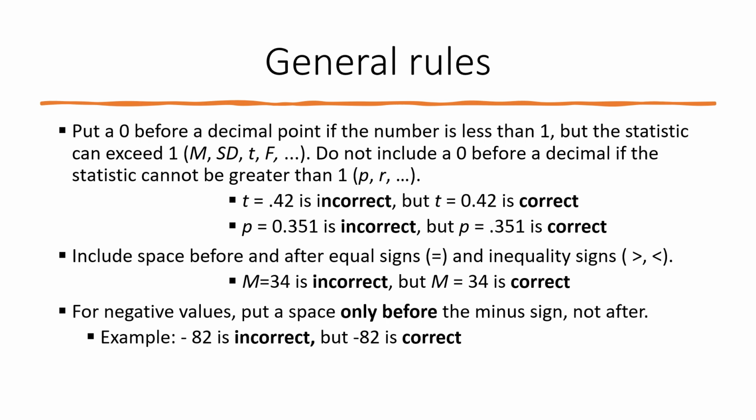You should have spaces before and after equal signs and inequality signs. And you can see that in this example, M=34, where everything is all squished together, is incorrect. But M = 34 with the spaces between it is correct. For negative values, put a space only before the minus sign, not after it. So it's not negative space 82, but negative 82.